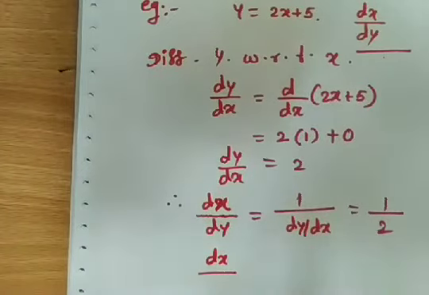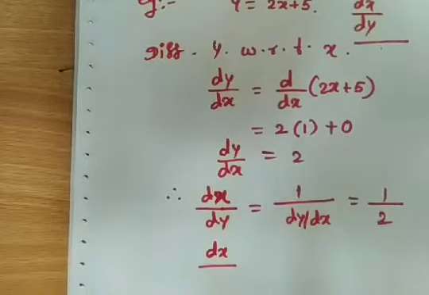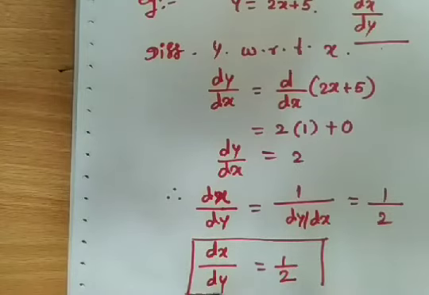Y is the given function, and we find the derivative of y with respect to x, that is dy by dx, and only then can we find the derivative of the inverse function, dx upon dy, which is equal to 1 upon 2. Such questions are asked in the exam, in the question paper, for 4 marks.